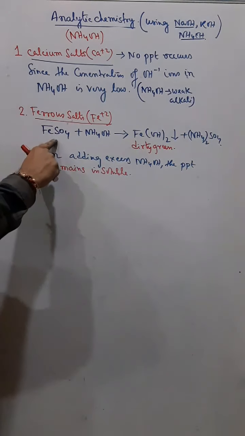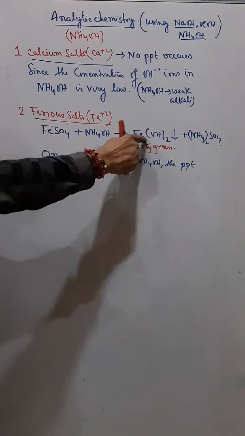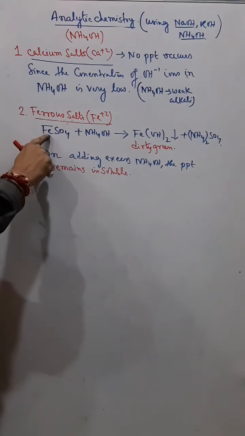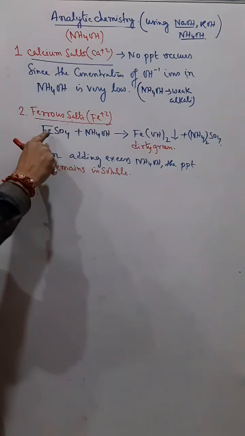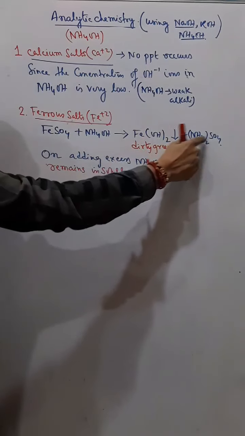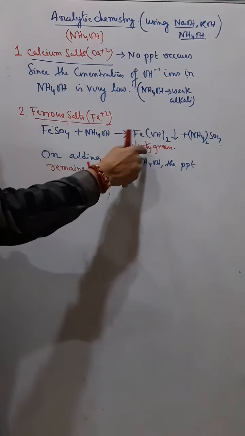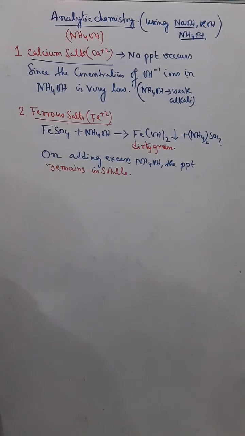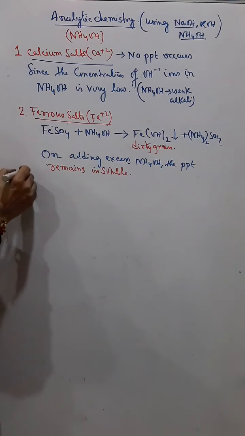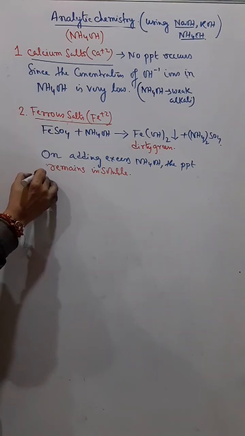So we have taken ferrous sulfate and NH4OH, we get ferrous hydroxide and (NH4)2SO4. We can also do with ferrous chloride, we'll get here NH4Cl. We can use ferrous nitrate, we'll get here ammonium nitrate. But the precipitation will be same, dirty green precipitate. Okay. Now next is ferric salt.